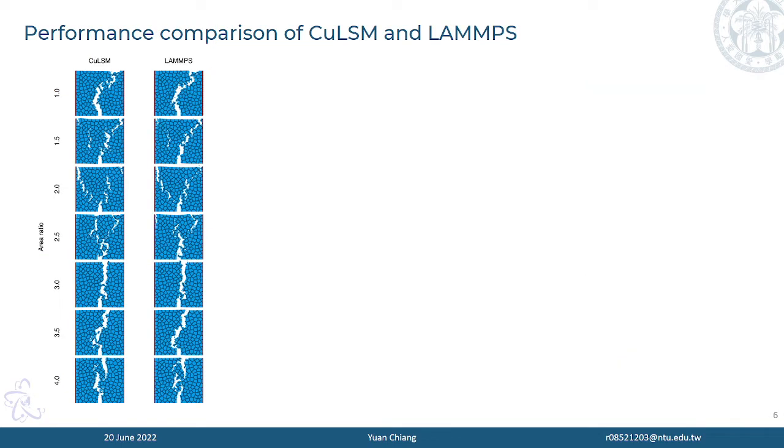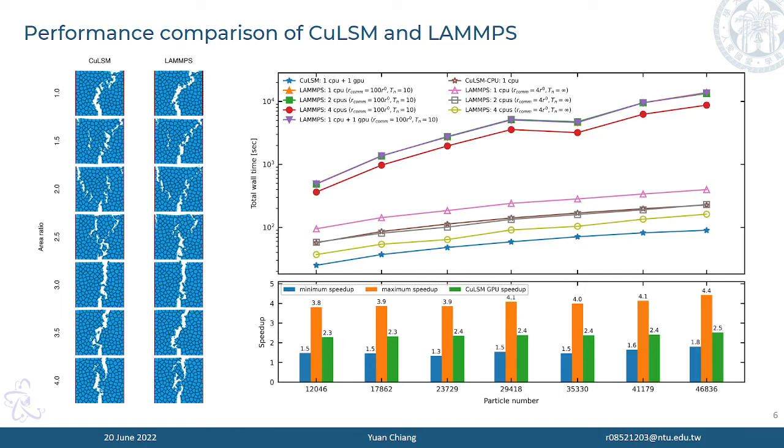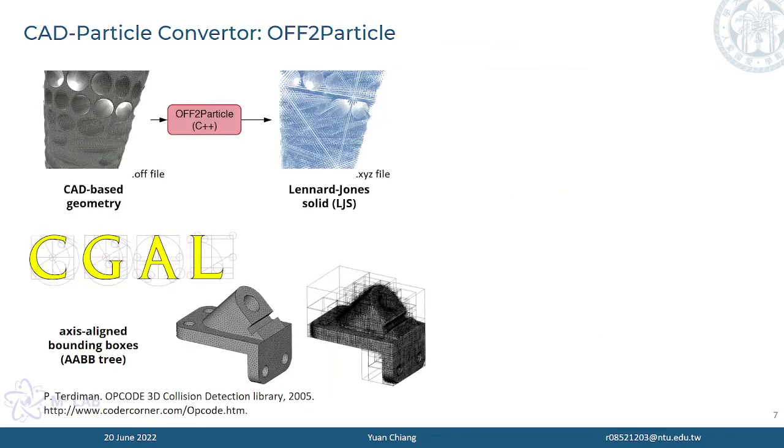We compare the final fracture pattern of a composite structure predicted by CULSM and LEMS. The fracture patterns are nearly identical for these two programs, but CULSM with one CPU and one GPU can secure 1.5 to 4.4 times speedup compared with LEMS with one CPU to 4 CPUs.